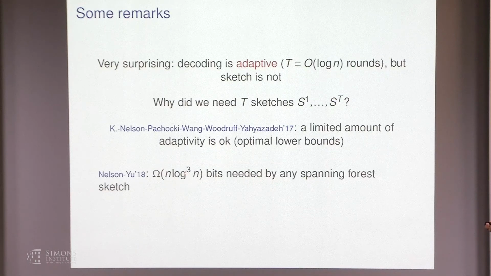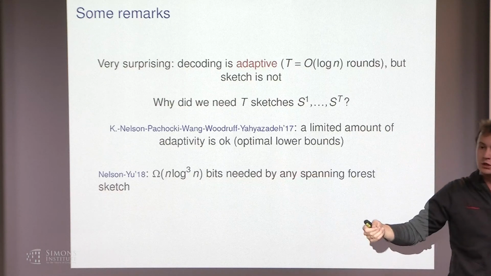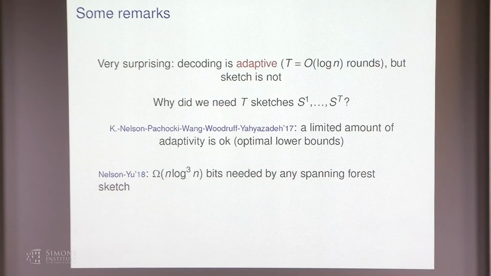sampling. Very interestingly, quite recently, Nelson and Yu showed an optimal space lower bound for any spanning forest sketch of the type that we have seen. In particular, for this sketch, if you set the parameters right and use the best known optimal L0 samplers, then the space complexity will be n log cubed n bits, and this turns out to be needed.